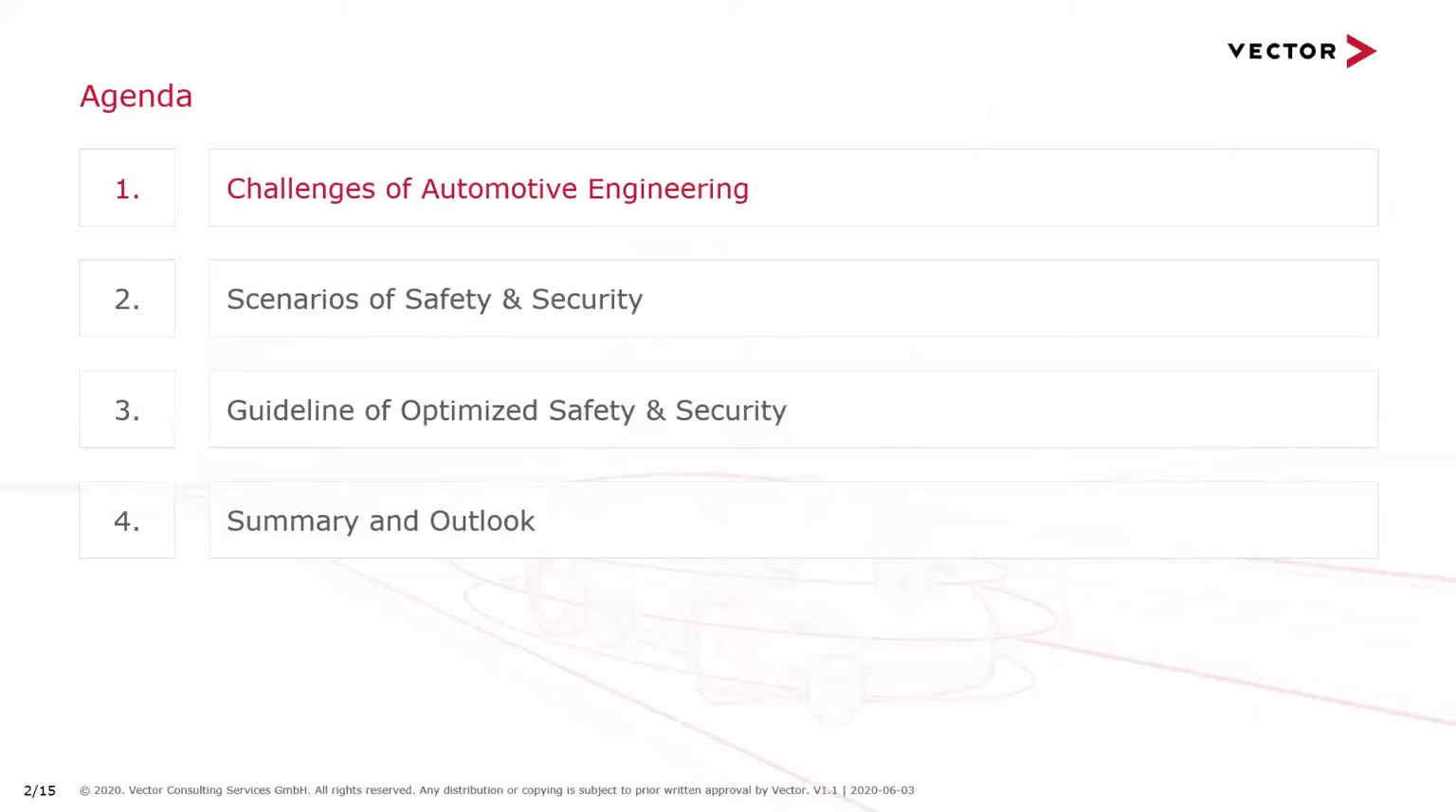My presentation is structured in three main parts. One is a very short one to introduce you to the challenges of automotive system engineering. Then we'll introduce the scenario concept and how it relates to safety and security. And I will provide you a few insights in how we can optimize our safety engineering and security engineering approaches.